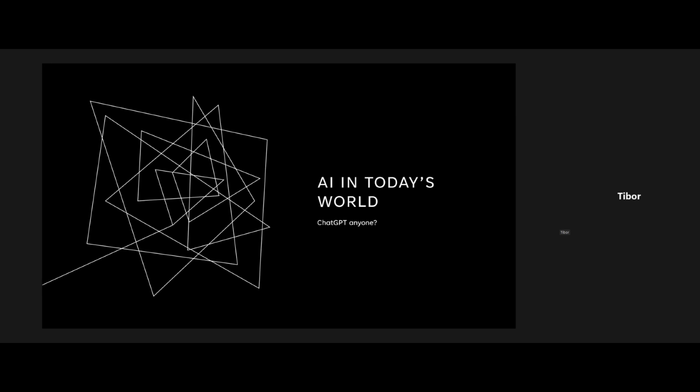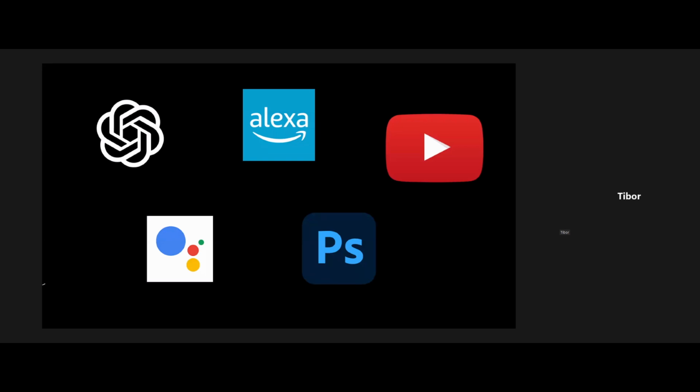So what kind of AI is in today's world? I'm sure you've heard most of these. You could probably name these in your head, but let's go from left to right. We have ChatGPT. I'm sure everybody has heard about it by now. We have, of course, Google Assistant. We have Amazon Alexa. Then maybe one you did not expect or didn't know: in Photoshop, there's plenty of AI technology used, and even in YouTube, there's AI used everywhere within the platform. And while some of these might seem very similar, like ChatGPT, Google Assistant, and Alexa, they are actually very different in how they're used and how they're developed.